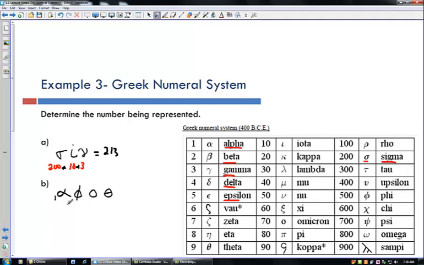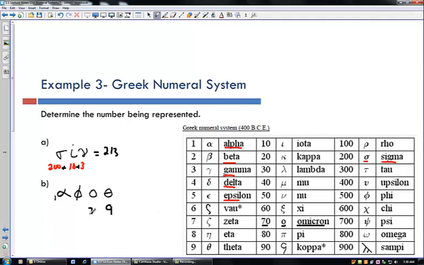Down here, you can do the same thing. So let's go through the same process again. I look for this symbol, which is the symbol for theta, and that's 9 things. This looks almost like a 0, but it's not a 0. It's actually an omicron here. That's 70 things.